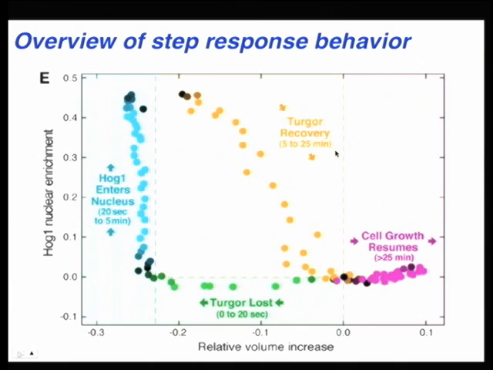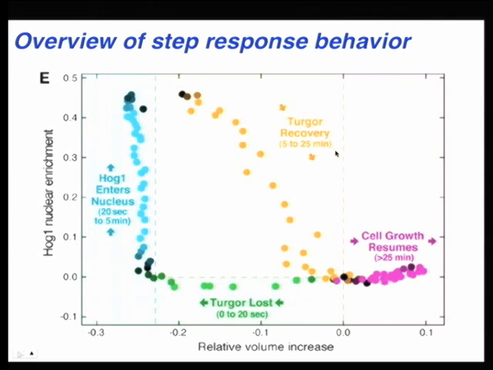So this is another plot that tries to summarize the main system behavior. We start here at rest at a 0 level of volume, that's a baseline level, and a 0 level of Hog localization. And within seconds, in response to a step, the volume drops within 20 seconds, while Hog stays the same. Then for the next 4 minutes or so, Hog localization increases, Hog gets into the nucleus, but the volume stays the same. And then there's a slow transient where Hog and volume recover slowly.